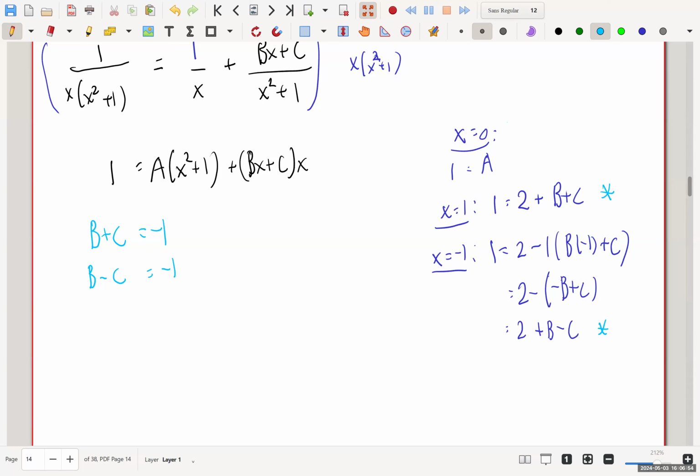Now, if any of you are familiar with systems of linear equations from college algebra, or if you know some basic linear algebra, you can do substitution, you can do elimination. I can add those 2 equations. B plus b is 2b, or not to be, that is a question. But what is c plus a negative c? 0. So those vanish. -1 plus a -1 is a -2. And that gives us that b is equal to -1.